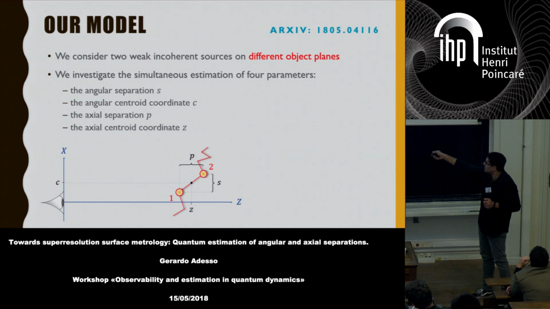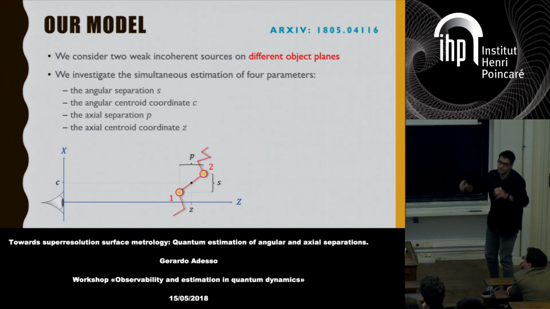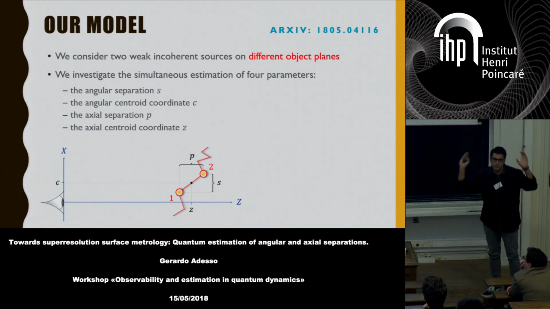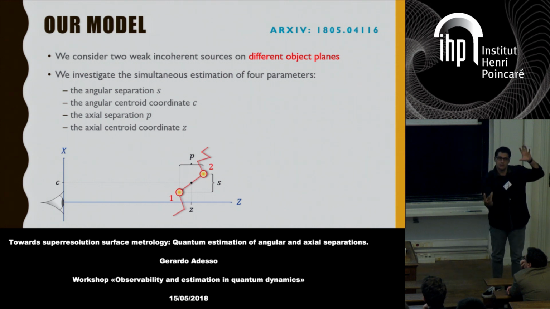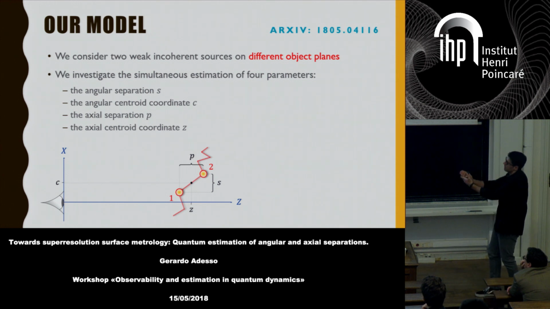So we have the angular separation, this is called S, but now we have a non-zero axial separation P, and then the relative coordinates of the centroids. So the angular centroid C and the axial centroid Z. To be honest, if you want to do the full thing, you have to consider the 3D estimation. So you have to consider also the other coordinate in the y-plane. You can imagine here, this is just a projection.